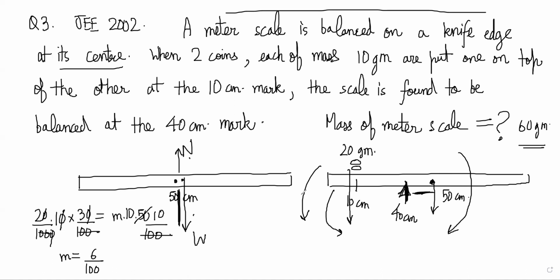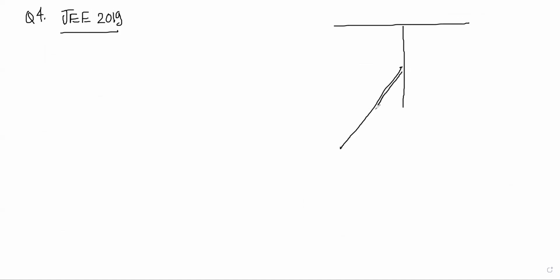This one is JEE 2019. And the question is like this. There is a figure. There is a vertical line here, and there is a rod like this, and this rod is extended like this also. There is a 90-degree angle here. This is A, this is B, this is C, and this angle is theta.